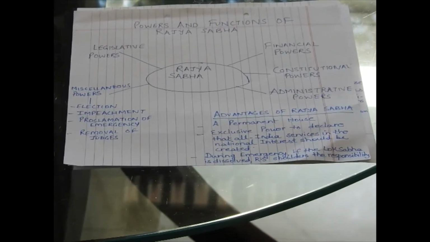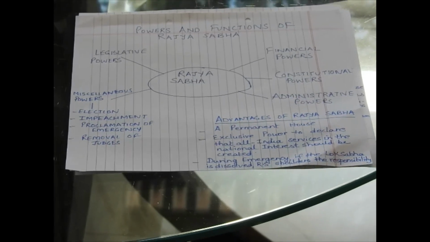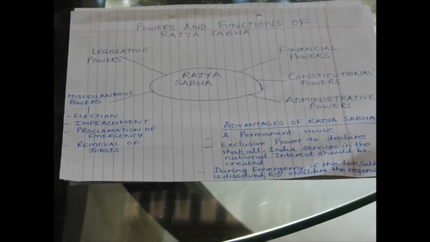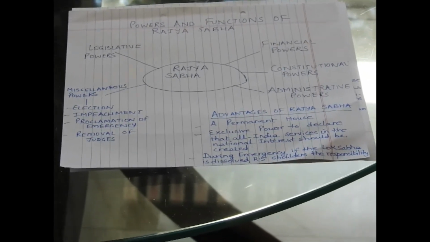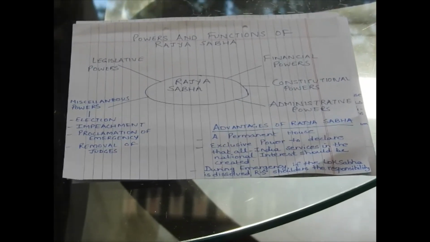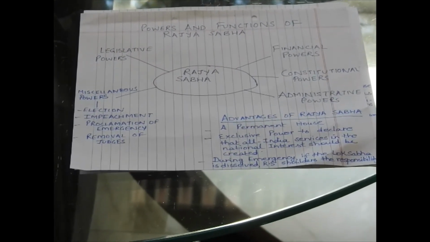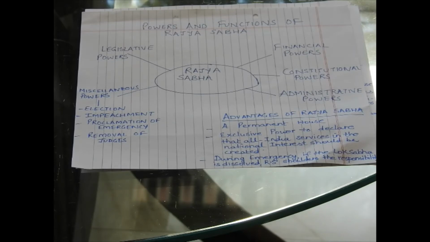Constitutional powers. A bill to amend the constitution. If any changes have to be made in the constitution, in that case also both the houses enjoy co-equal powers. A bill to amend the constitution can originate in either of the houses of Parliament. After being passed by both the houses of Parliament by majority, then the constitutional amendment takes place.